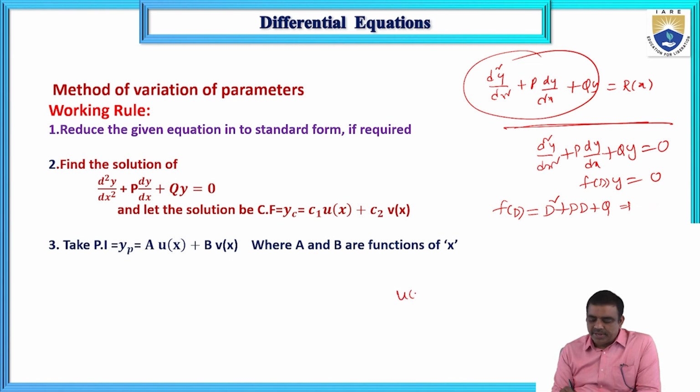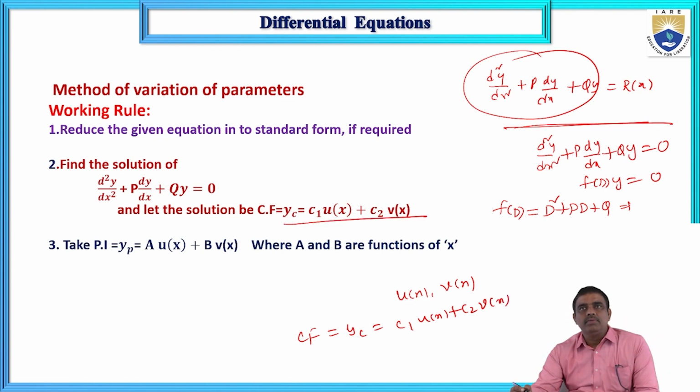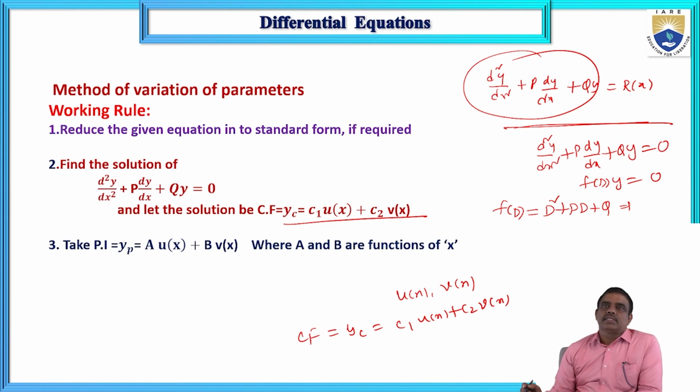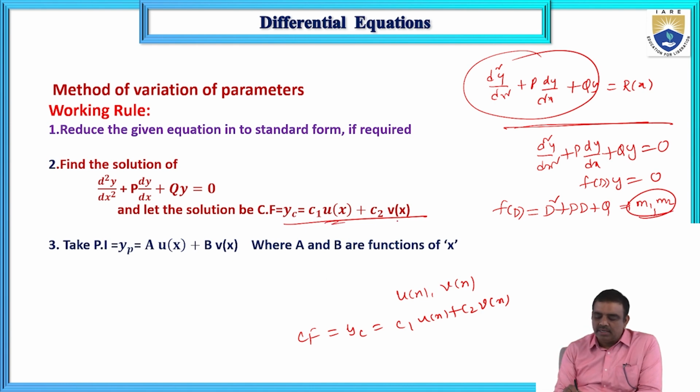On solving this equation, we will get two roots. Let them be u of x and v of x. Then the complementary function of the original problem, denoted by cf or yc, is equal to c1 u of x plus c2 into v of x, where u of x, v of x are the solutions of this equation. Suppose the roots are m1, m2, and based on the roots we write u of x and v of x. So, c1 u of x plus c2 v of x is the complementary function of the given problem.